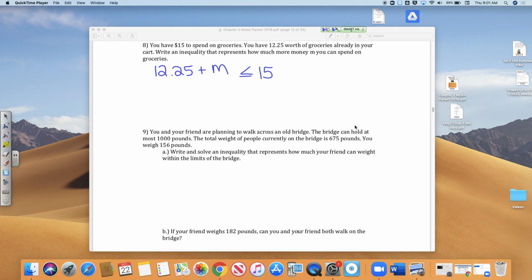And a lot of you are probably solving these without creating the inequalities first. And I understand. Sometimes it's hard to create them first. To solve this, we would subtract 12.25 from both sides. And what will we get as our answer? 3.25. Yep, 2.75.